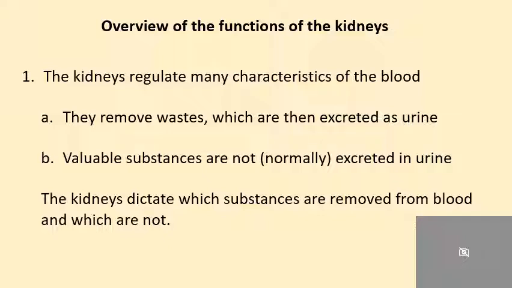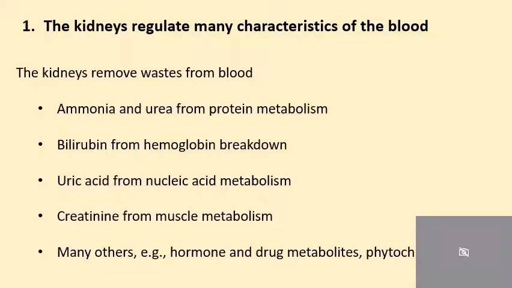The kidneys regulate many of the characteristics of blood, meaning the composition of blood. In order to do this, the kidneys need to be able to remove certain substances from the blood and to leave other substances in the blood. Your kidneys determine which substances leave the blood and which substances remain in the blood, and we'll talk a lot about how that's done. Substances that are removed from the blood are either waste products or substances that are too abundant. There's too much of them in the blood.